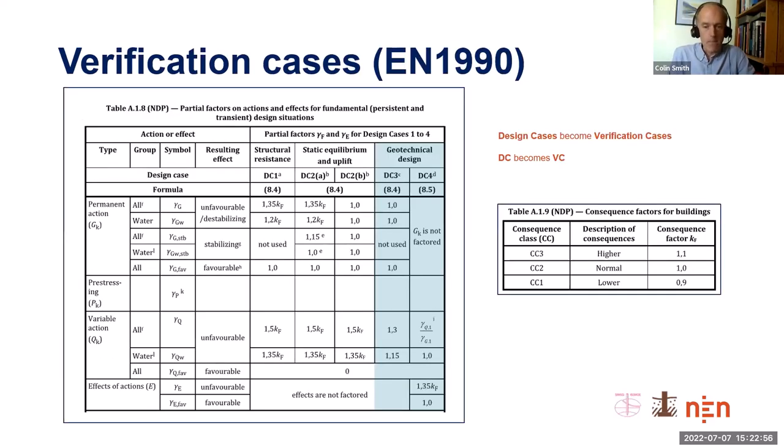So looking at the partial factor sets, those two approaches are basically governed by this table from EN 1990, and we have a number of partial factor sets, but the ones on the right hand side highlighted in blue, DC3 and DC4. Now this table is slightly out of date, those should be designated as verification cases, so technically they should be VC3 and VC4.